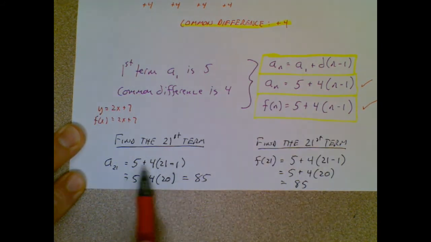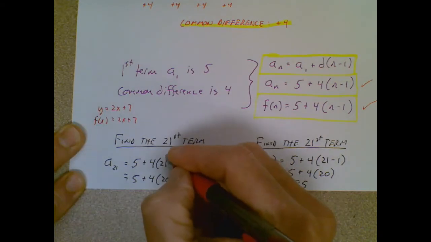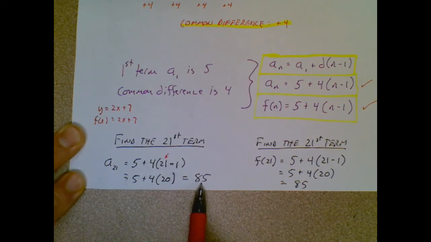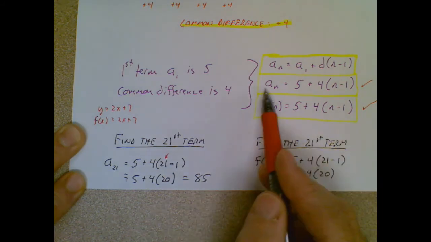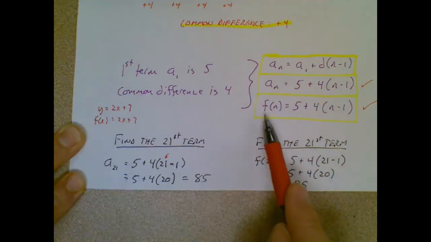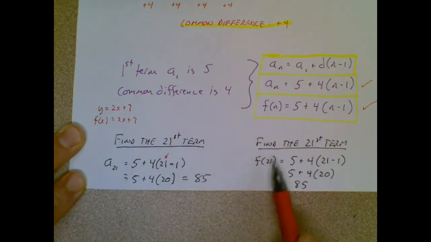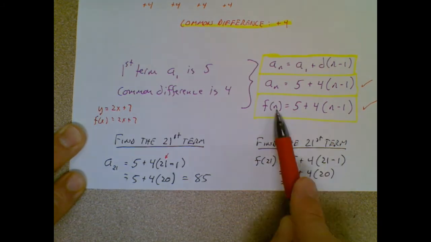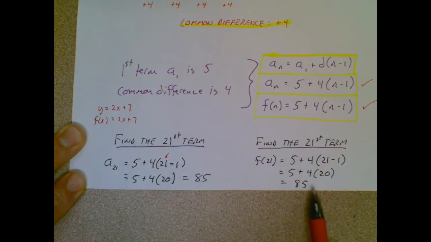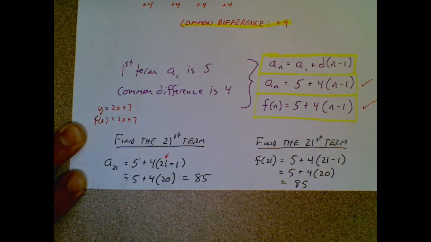Everything in that formula remains the same, except I put in a 21 where I used to see an n. I can solve it, and this tells me that if I were to go out to the 21st term, that would be 85. If you don't want to use that form and you want to use this form, it's the exact same thing. f of n, f of the 21st term. So if I'm going to plug in a 21 there, I need a 21 there. And miraculously, I get the exact same result.